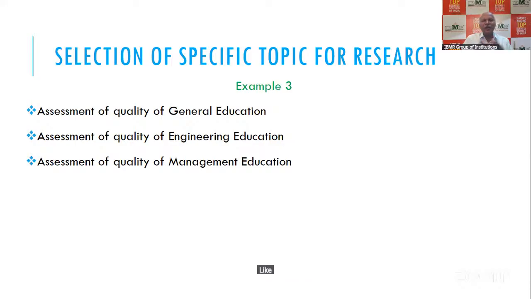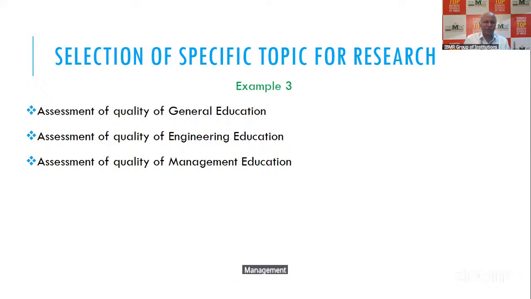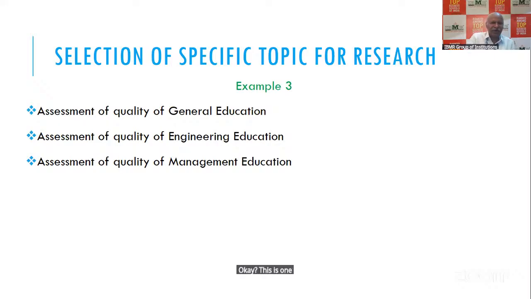Like that, assessment of. Now again here I have narrowed down to general education, engineering education, management education. Management education, MBA, for example. Assessment of quality of management education. Again, this needs to be explored and made more specific. Okay, this is one example. Can anyone make a more proper specific title from this? Yes?